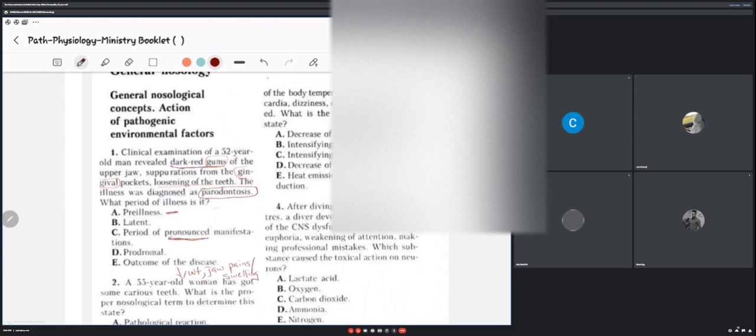All right. Does option A also mean the period of incubation? Yeah, it could be either the period of incubation or... okay, there's prodromal here. So yeah, just the period of incubation. That's pre-illness, before the illness.